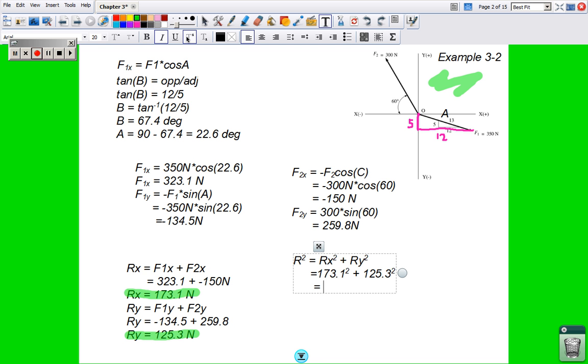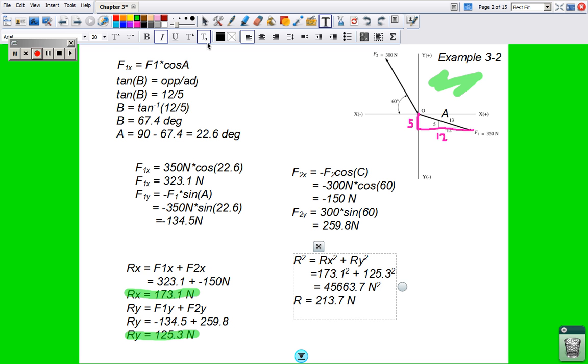Alright, I get that is 45,663.7, that's newtons squared. Okay. To find R, I take the square root of both sides, and I get 213.7 newtons.